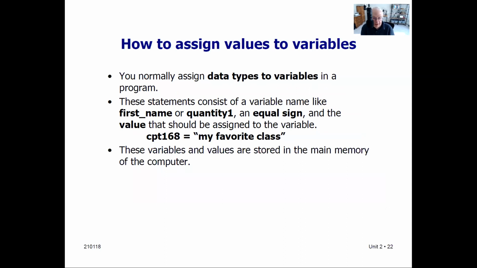Now, normally we assign data types to variables in our program, and we do that by the punctuation. There's no other magic to it, okay? So we have some kind of creative, informative name for our variable, first underscore name, quantity one, whatever it is. We have an equal sign, and then we have the value for that variable. If it is a string, it is going to be enclosed in either single or double quotes, like CPT 168 equals quotation mark, my favorite class, quotation mark. Now, I can't make it any simpler than that.